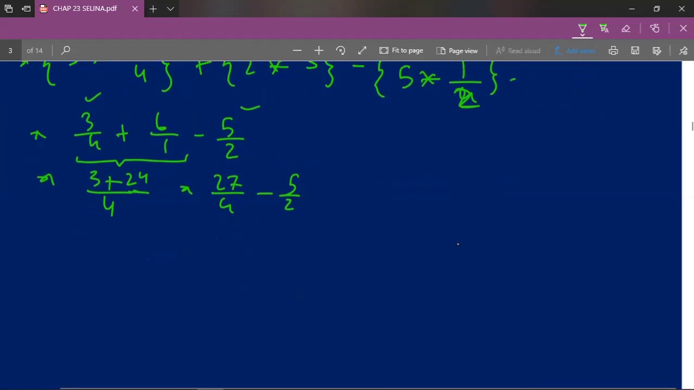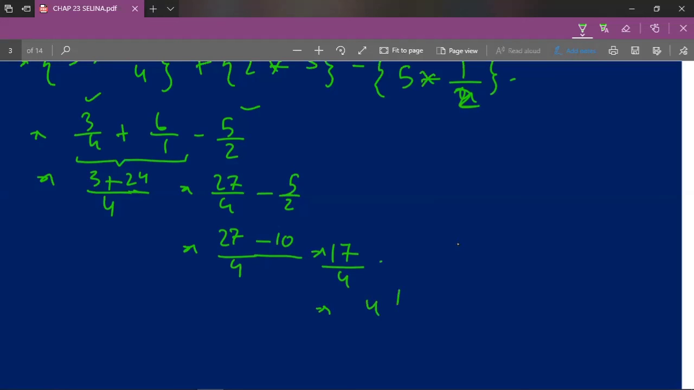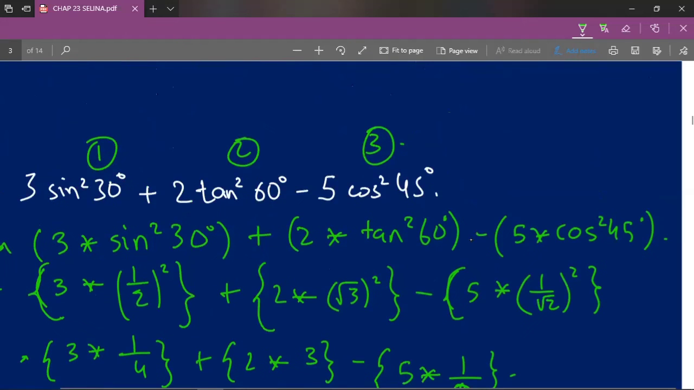So therefore here also our denominator is not the same, so we'll find the LCM, that will be equal to 4. So therefore 27 we write as it is, because 4 into 1 is 4, so 27 into 1 is 27, minus 2 into 5 is 10. So therefore our final answer to the final question of this video will be equal to 17 upon 4. As a mixed fraction we can write this as 4 1 upon 4. You can write it in mixed fraction or improper fraction, your preference.